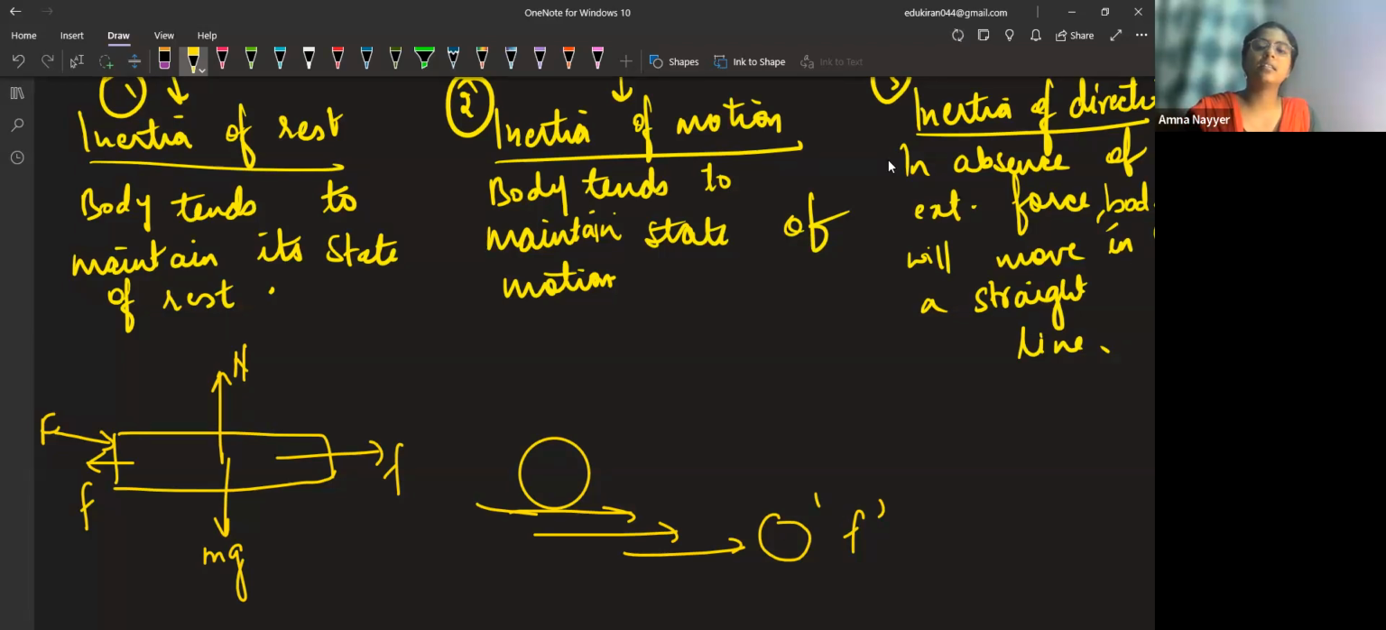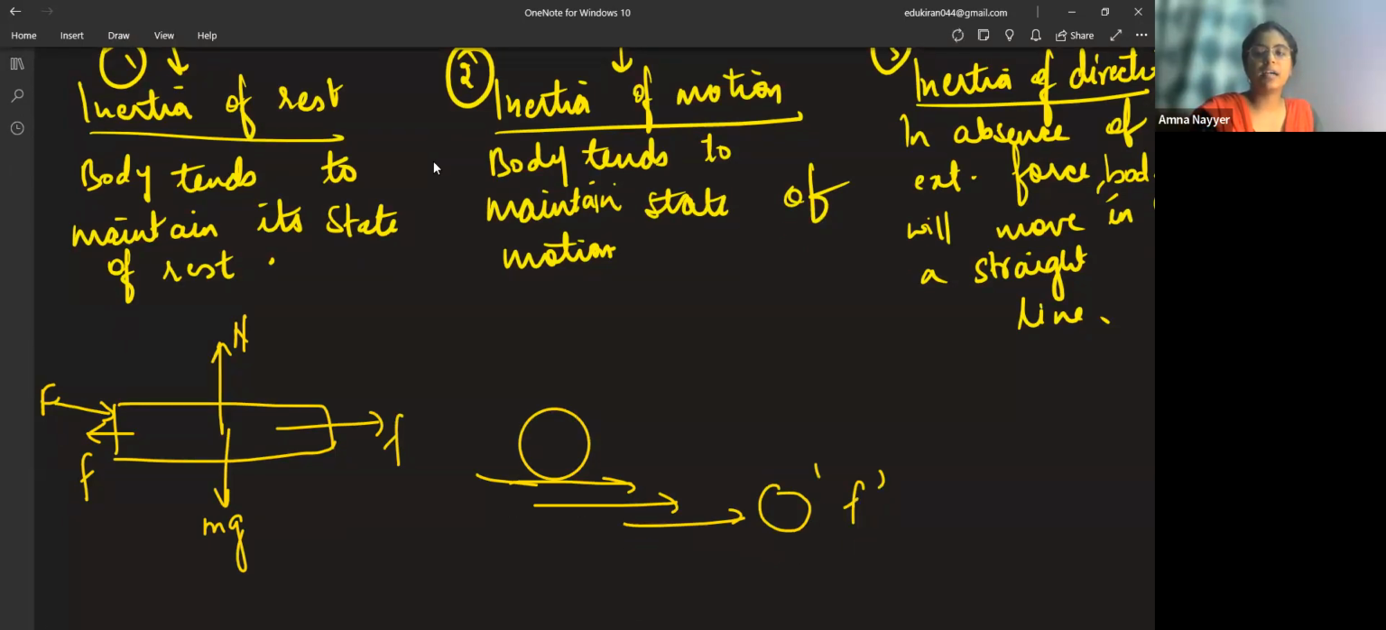Last is inertia of direction. Inertia of direction means, suppose I have taken an object and I have applied a force initially. Now the body is moving in a circular path. The body is continuously covering its circular path. Suppose I have applied a force at one point. What will you notice? The body which was moving like this now moves off tangentially.